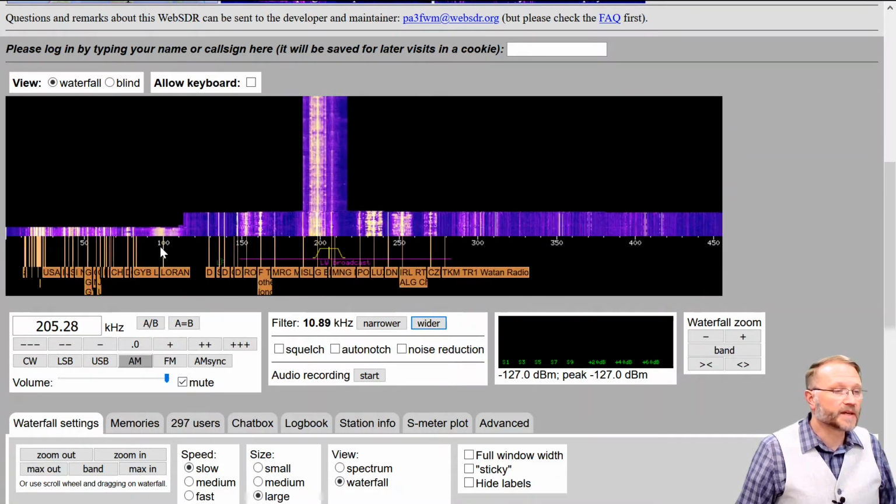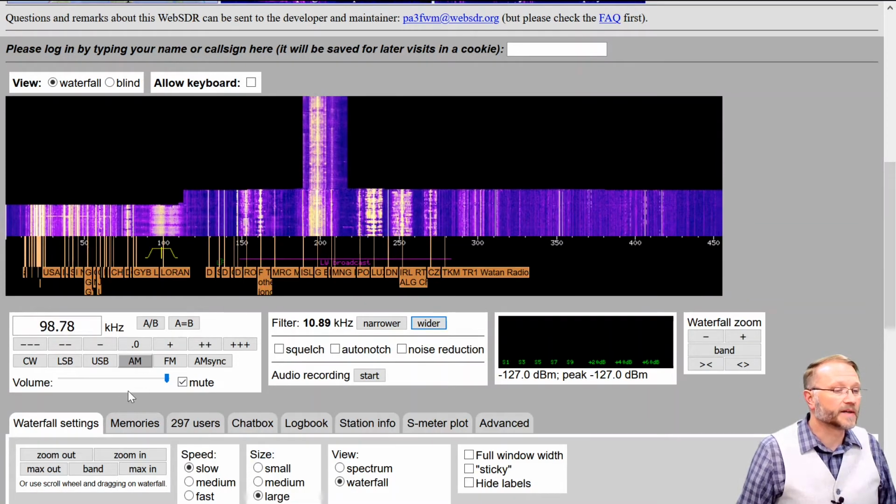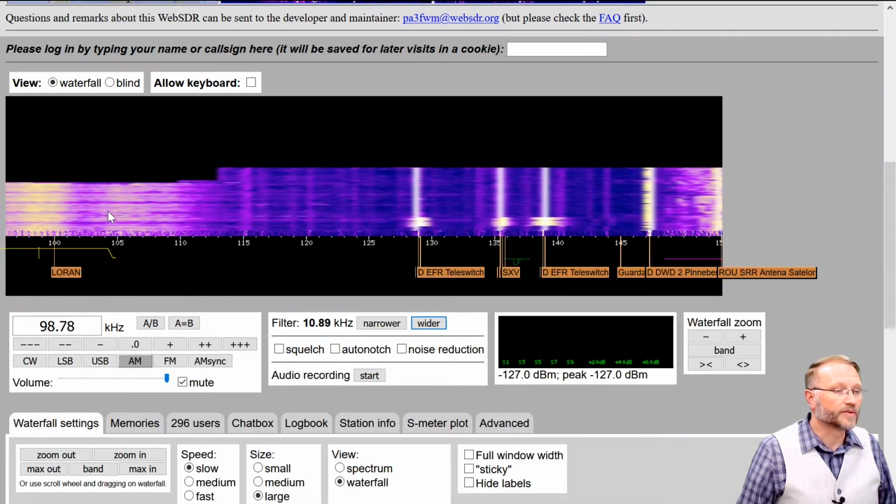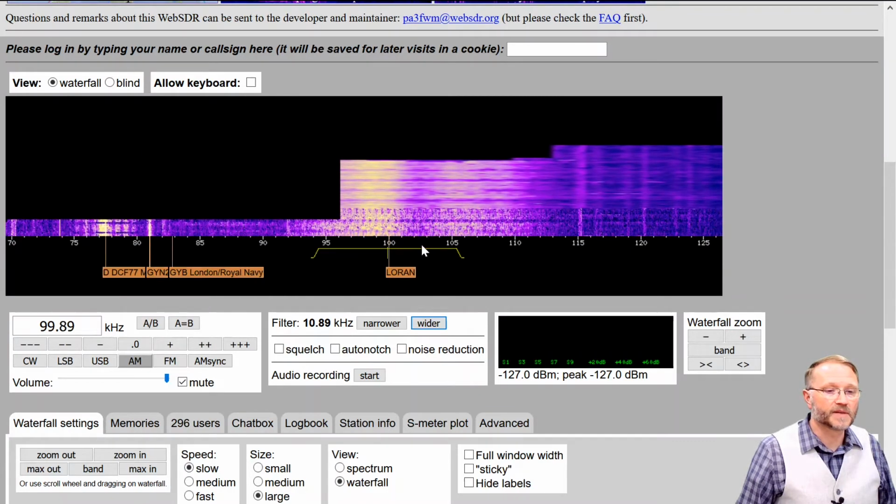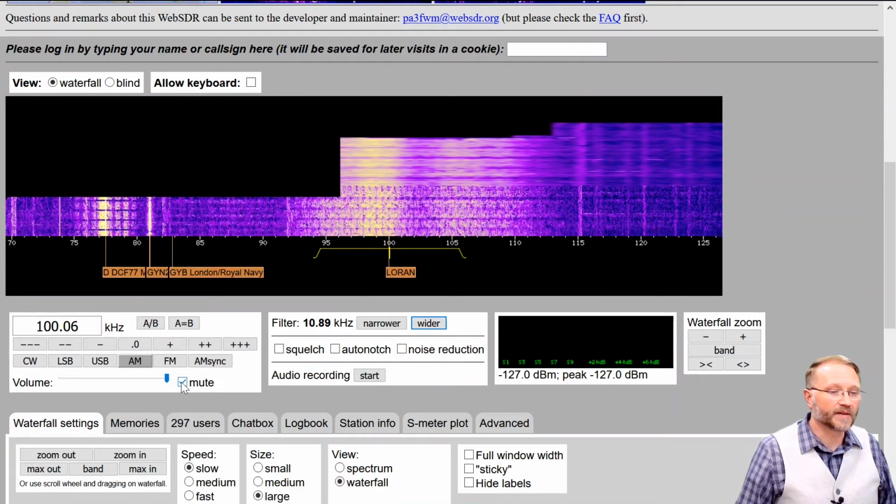And just because we're here, and just because I want to hear it, we're going to listen to the good old Loran radio navigation system, something that I spent decades of my life working on.